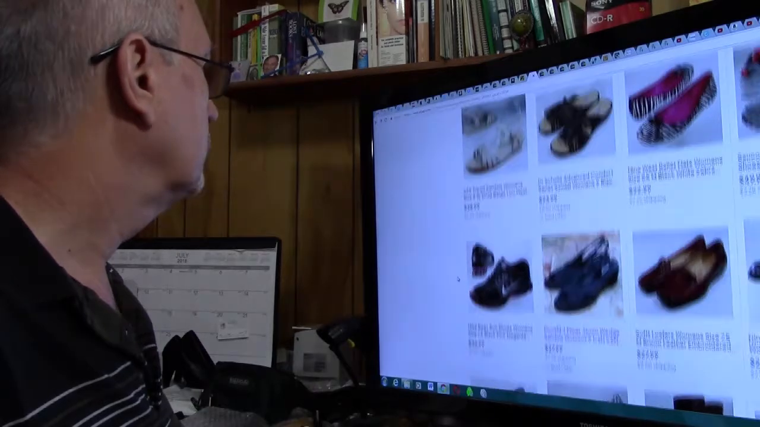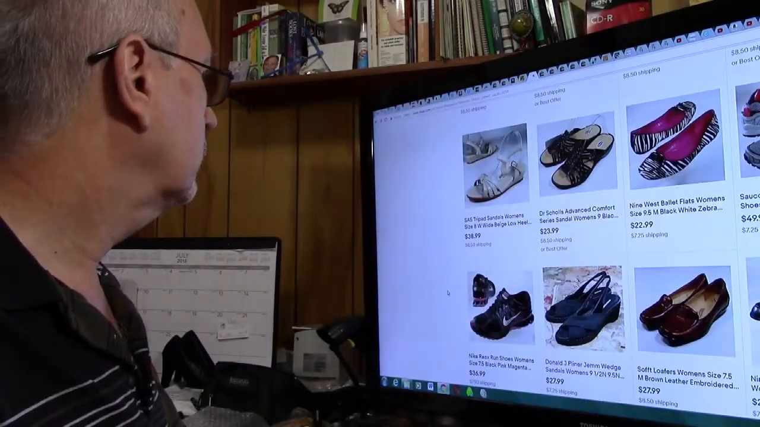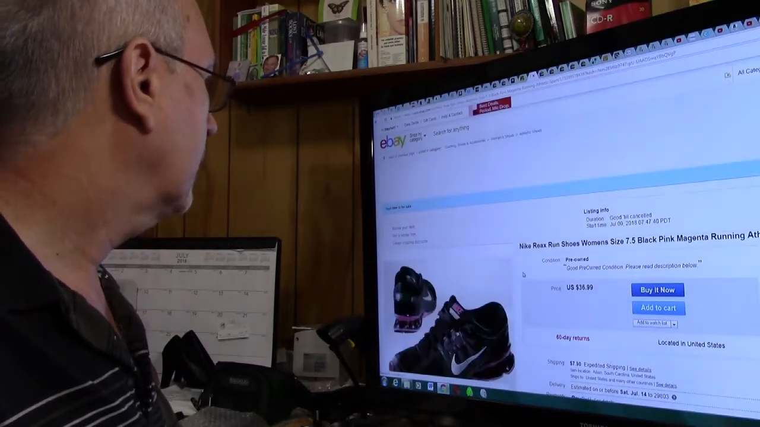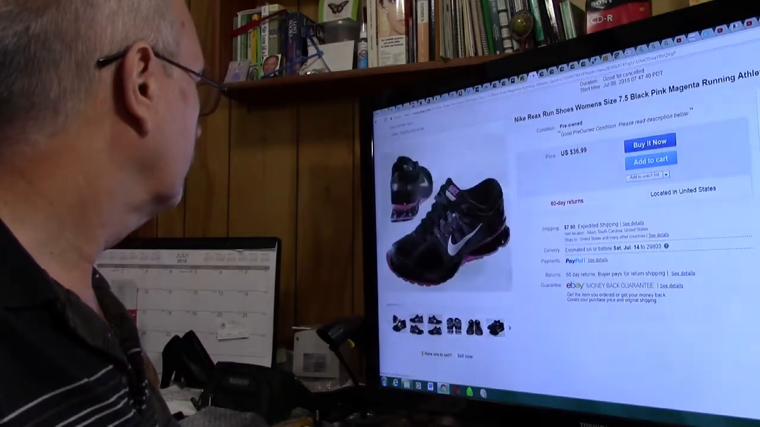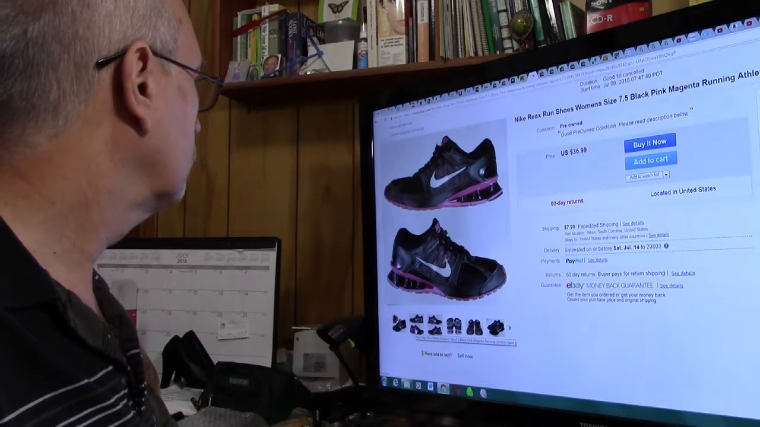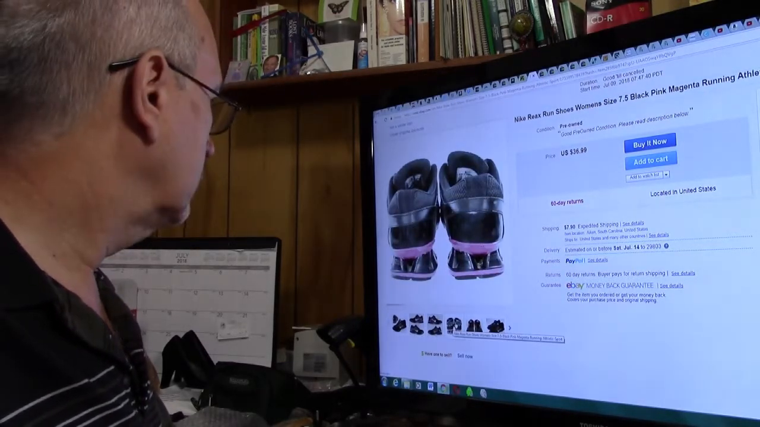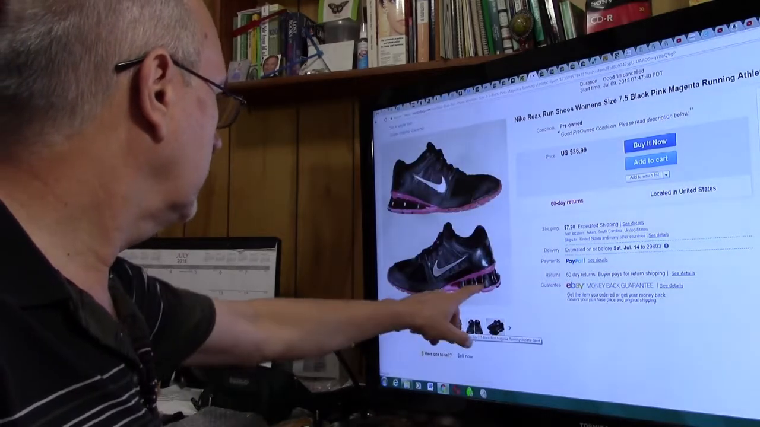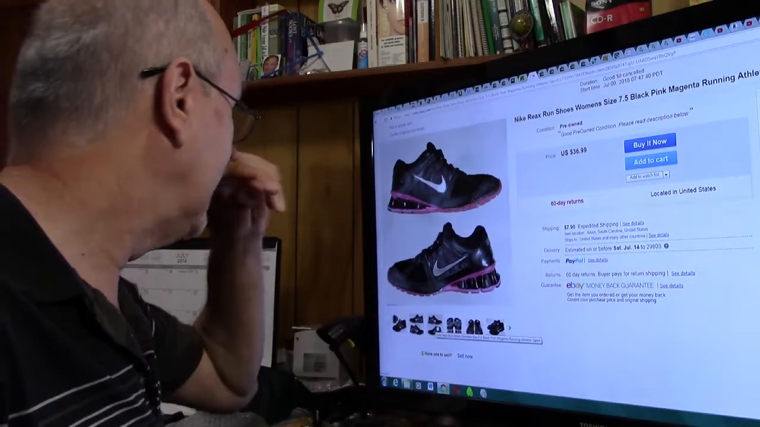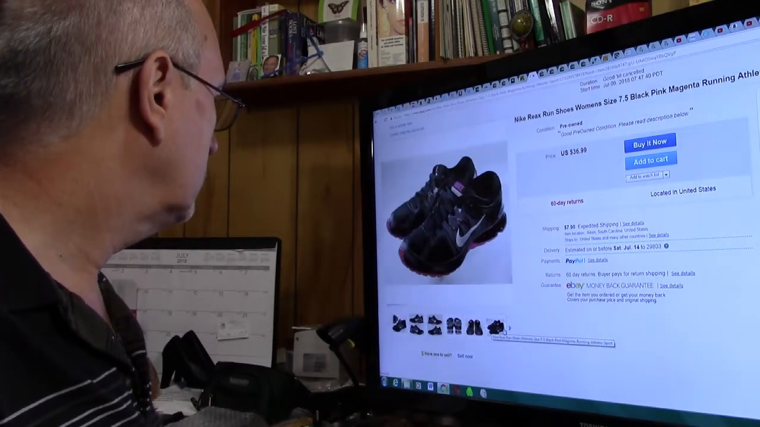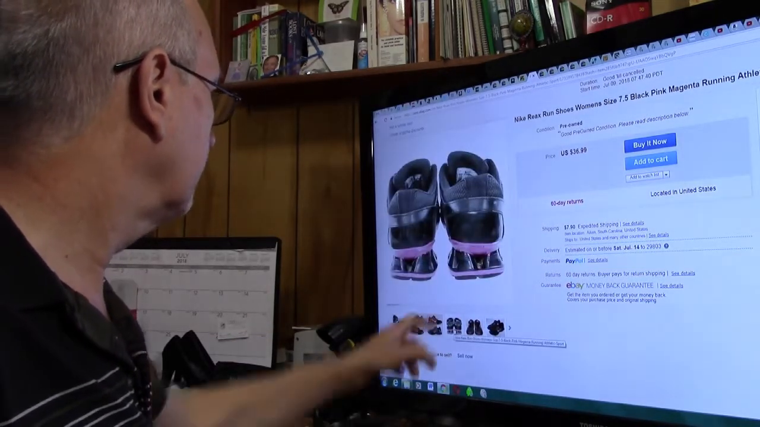Okay, these are some shoes in my store. Click through to one of them. Let's say these Nikes. These are an unusual design in the fact that it's got a little segmented below the heel. See if I can see the heel shot. Oh, here's the heel shot.